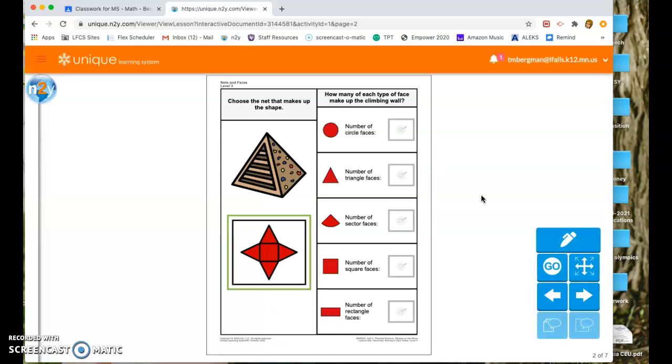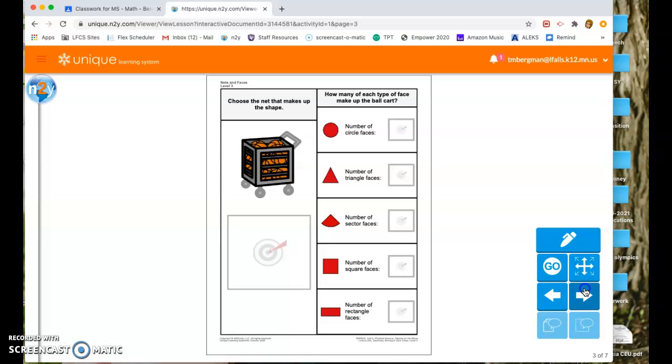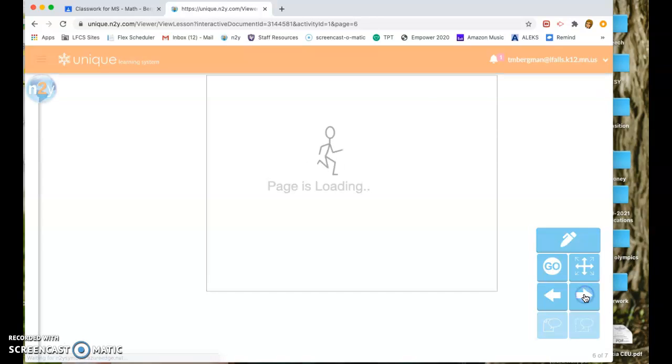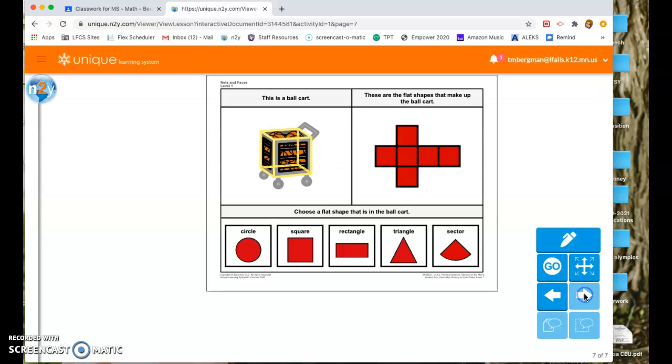So what we are going to do is, sorry, I'm going to try to go to the end. I kind of like to work backwards on these because they give more information at the end. Okay, so this is a ball cart. These are the flat shapes that make up the ball cart. So each one of these could be folded. If this is folded all the way up, this one goes up higher, this one over here, this one here, and then these pieces, this would make this cube.